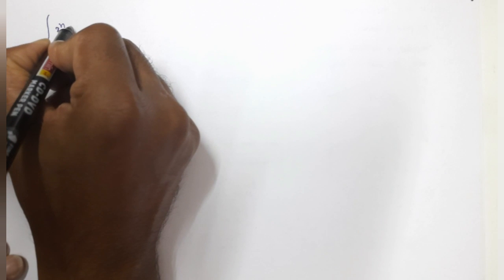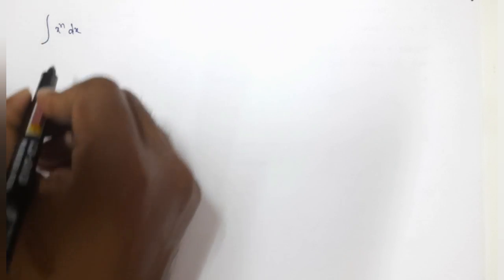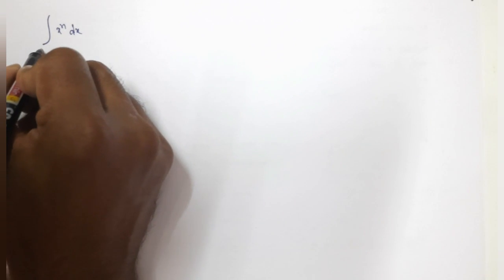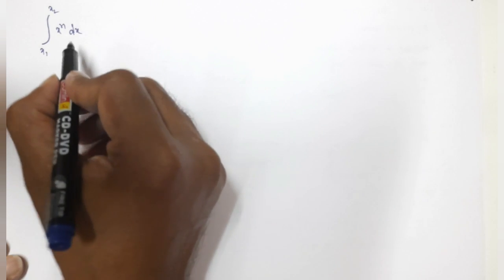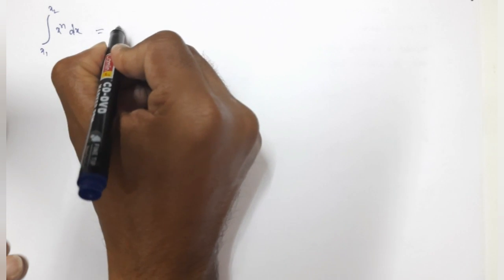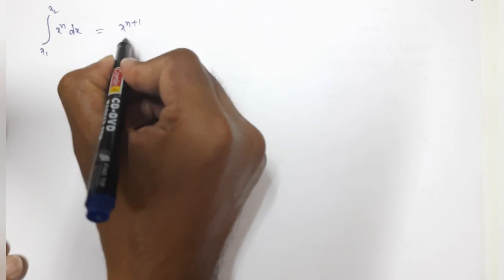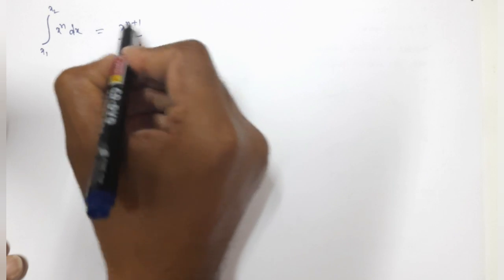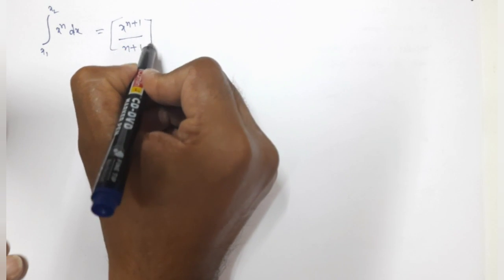Integral x power n dx. Let's say the limits are x1 to x2. So integral x power n dx: for x power n we will get x power n plus 1 by n plus 1, and here you need to apply limits like this.